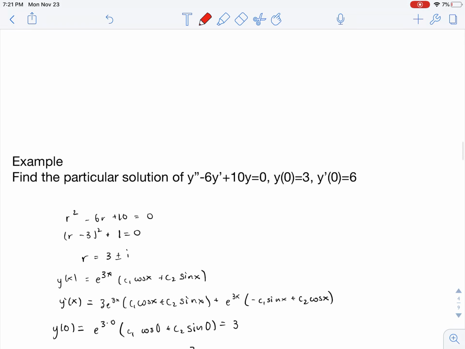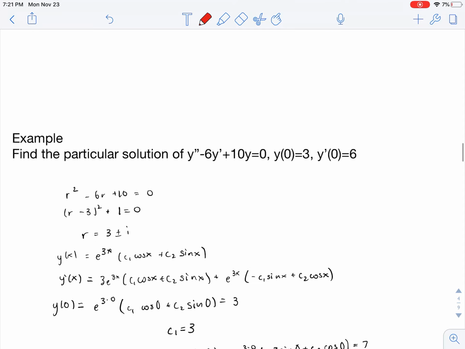So in this case, y of 0 equals 3. So y of 0 is equal to e to the 3 times 0 times the quantity c1 cosine 0 plus c2 sine 0 equals 3. Simplifying this all down, we get that c1 is equal to 3.